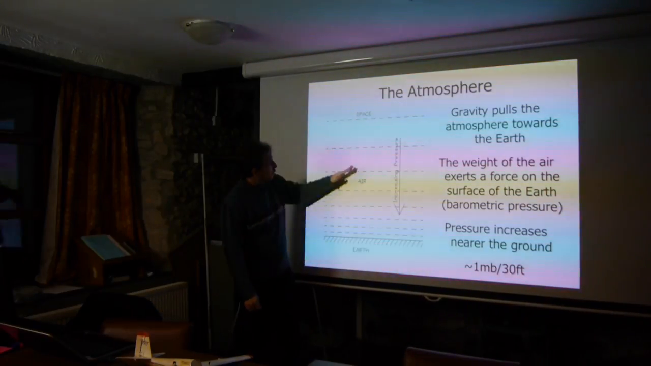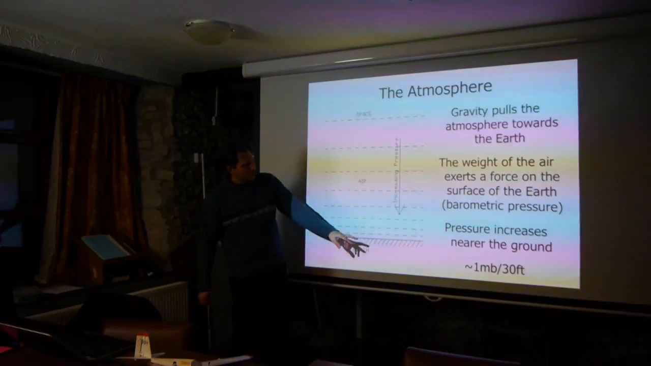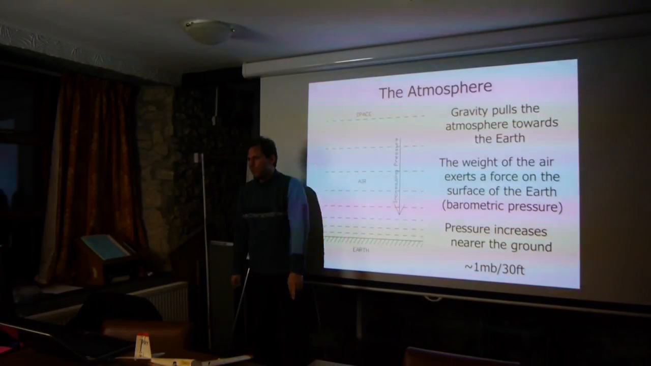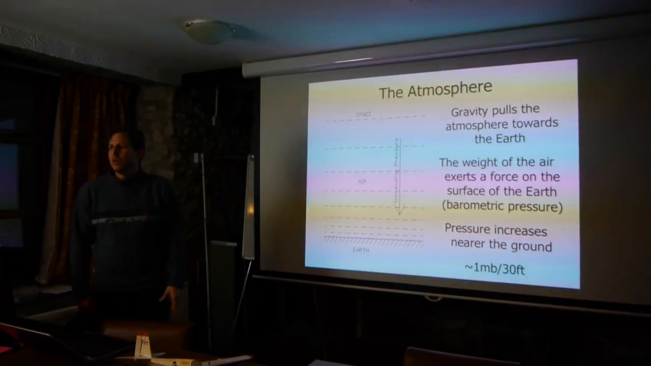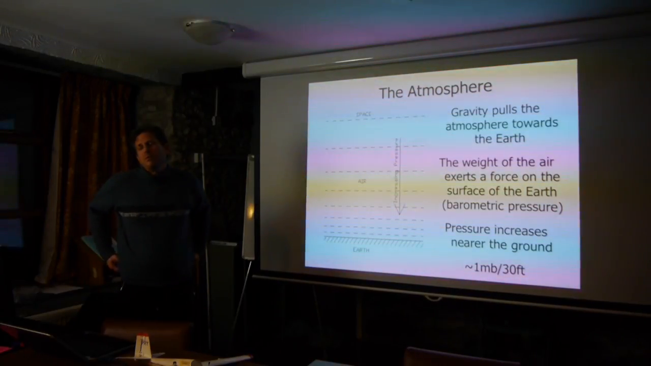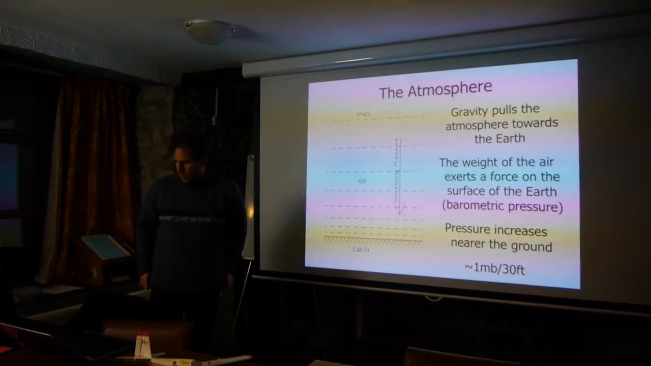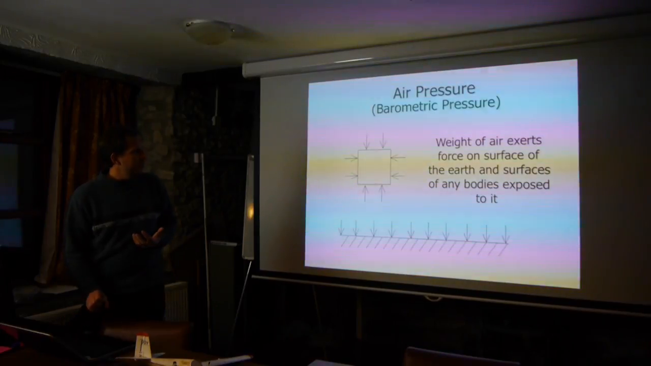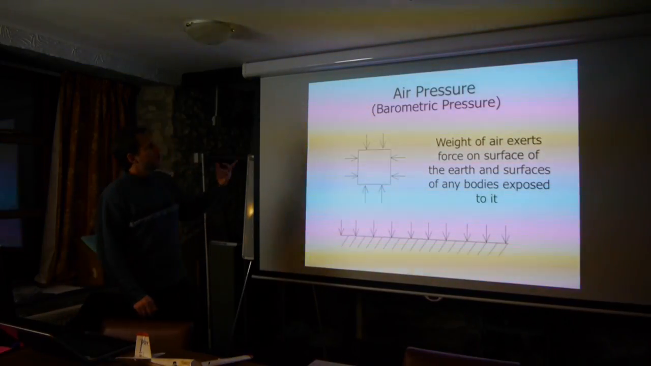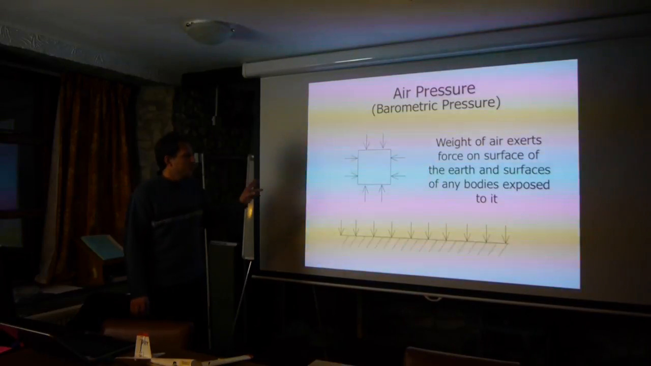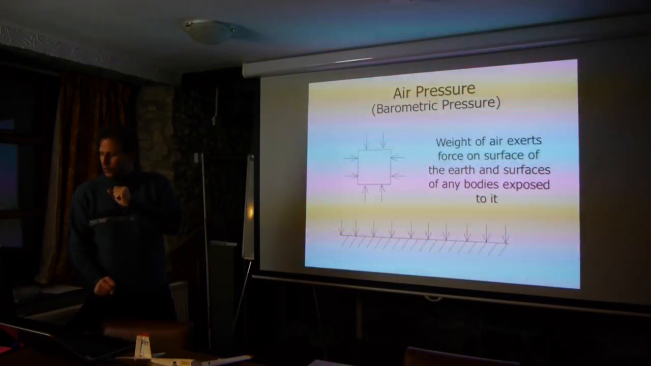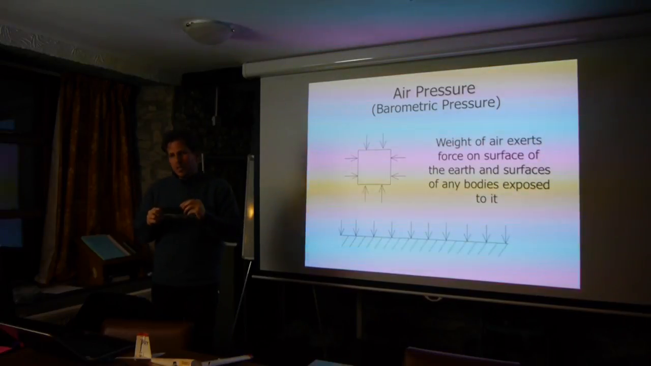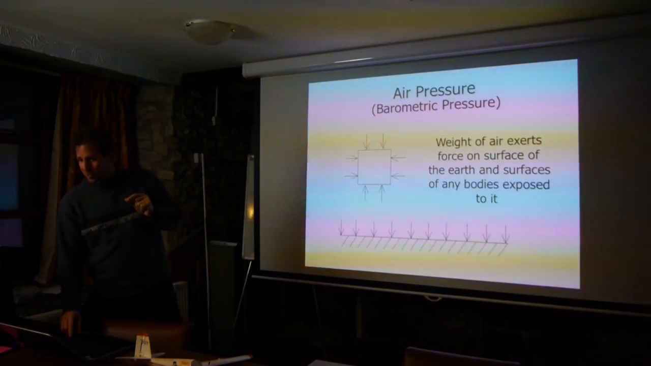When you're near the ground, it's roughly 1 millibar every 30 feet. So you lose 1 millibar of pressure every 30 feet, about every 10 meters, a bit less than every 10 meters. That's a rough figure. So, can we use that to our advantage? Yes, we can. Because the barometric pressure, the air pressure, exerts weight on all surfaces on Earth and bodies exposed to it, we can use it to measure the pressure, and that will tell us how high we are. And that's an altimeter.